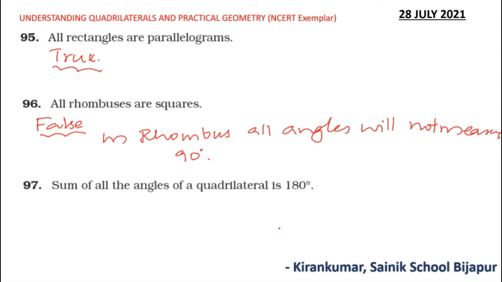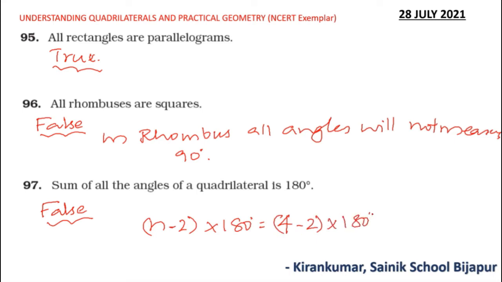Question 97. Sum of all the angles of a quadrilateral is 180 degrees. This statement is false. The sum of the angles is given by (n minus 2) times 180 degrees. In a quadrilateral we have 4 sides, so (4 minus 2) times 180 degrees is 2 times 180, which is 360 degrees.